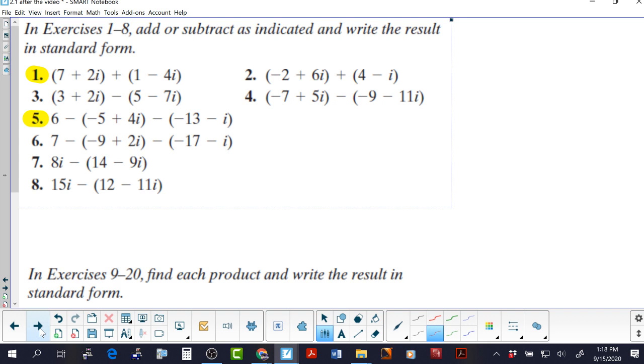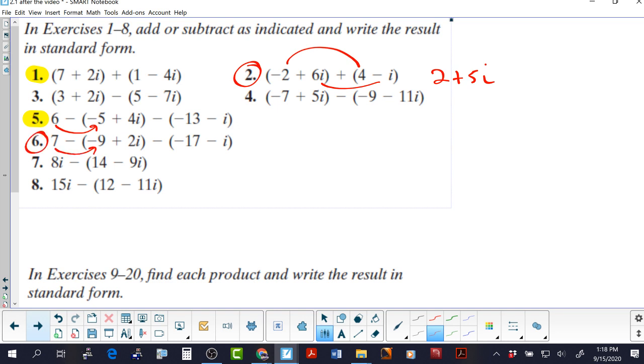Add or subtract, you have to do number 1, so we'll probably do number 2 in class. Negative 2 plus 4 is 2. 6 minus 1 is 5. So add the real part, add the imaginary part. Well, this is real here, so 6 minus, oh, I guess I should do this one.